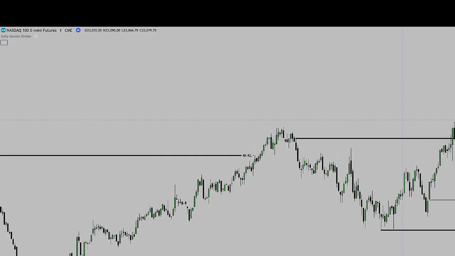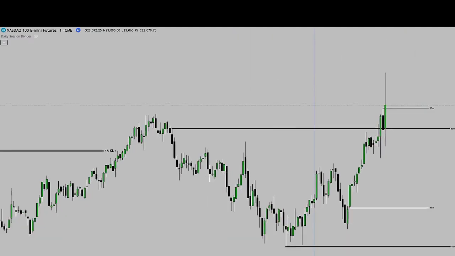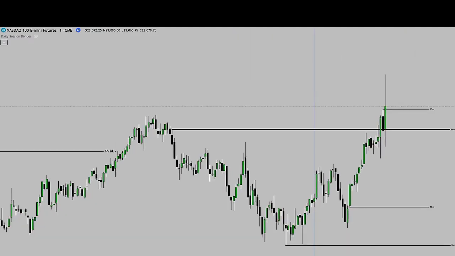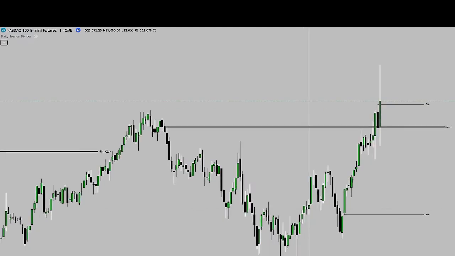And finally, step number... Let's try to find the drawings. Okay, I lost them. The next step basically is looking for that displacement, like I mentioned before. Okay, so let's just get set up here. All right. So let's see what happens in the next candlestick.